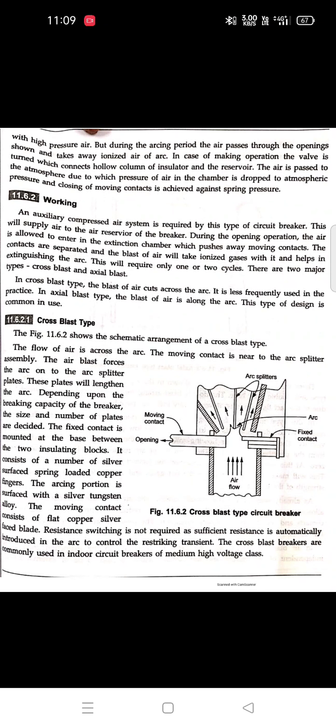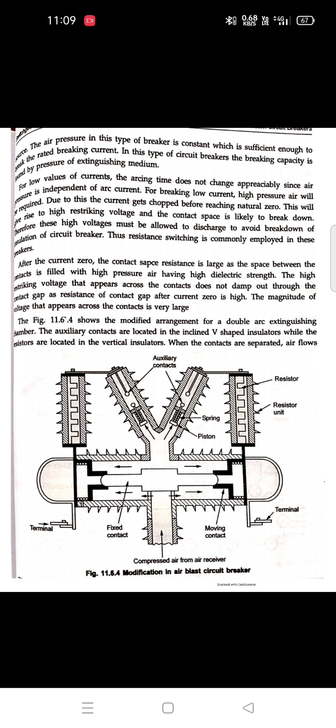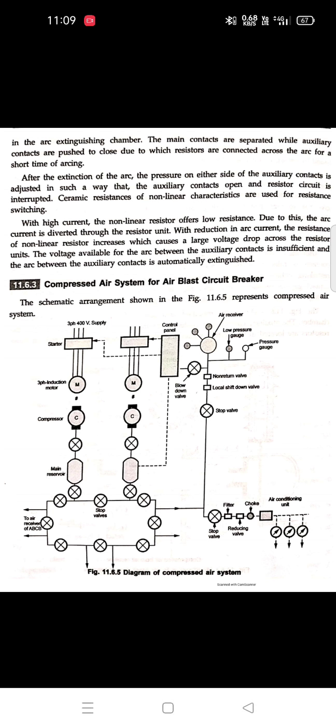Good morning, students. So we already studied the air brake circuit breaker and also air blast circuit breaker. In air blast circuit breaker we saw two types of air blast, cross blast and the axial one. After that, today we will see one more in air blast circuit breaker, that was compressed air system for air blast circuit breaker. Here you can see the schematic arrangement to represent the compressed air system.